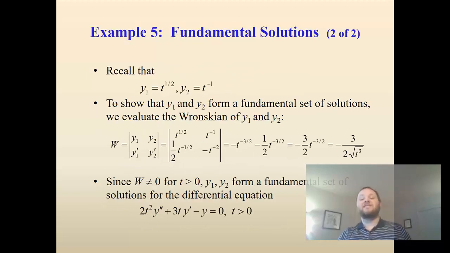But using the Wronskian, we can check to see if it works everywhere. Okay, so we have y1, y2, y1 prime, y2 prime. Cross multiply and subtract. We're going to get negative 3 halves t to the negative 3 halves. So as long as t is greater than 0, because at 0 bad things happen, as long as the Wronskian is not 0, it works. Technically, I guess it's never equal to 0, but bad things would happen. We don't want that either. So we get a fundamental set of solutions for the differential equation, where y1 is the square root of t, and y2 is 1 over t.